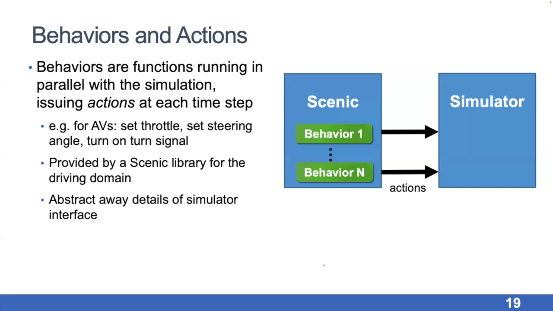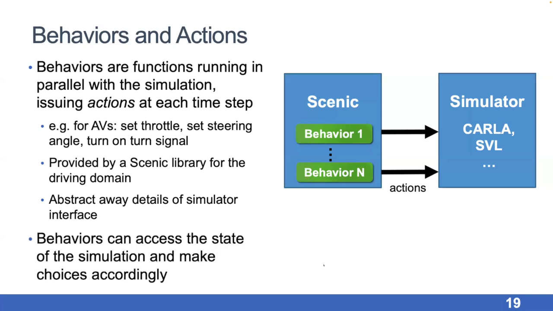And the idea of doing this is then we abstract away the details of the simulator interface. So you can write your scenario in a way that doesn't know about the exact API of whatever simulator you're using. So for example, the driving library we have supports Carla, also this older simulator from LG, SVL, and you could write interfaces to other driving simulators as well. And then behaviors in turn can access the changing state of the simulation to make choices. So we read back from the simulator the state of the world every time step. So the positions and velocities of everything gets updated, and then the behaviors get a chance in the next time step to decide what they want to do.